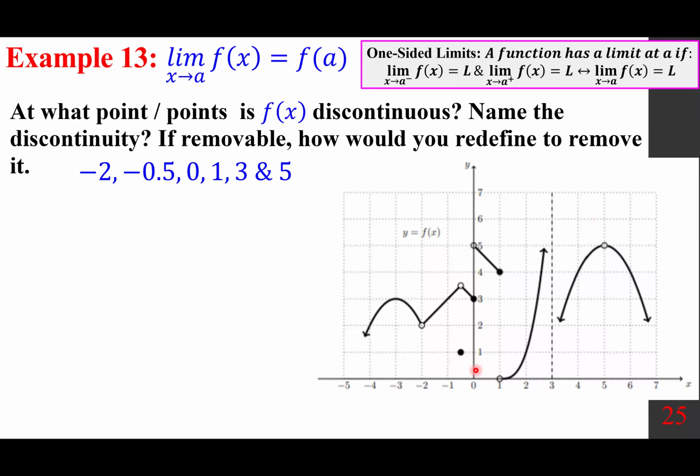Clearly, if you look at 0, it jumps from 3 to 5, and at 1, you also see that it jumps from 0 to 4. So 0 and 1. At 0, we have a jump. At 1, we have a jump. Okay, everybody? So that's that. At 3, we have infinite, also called VA, vertical asymptote.